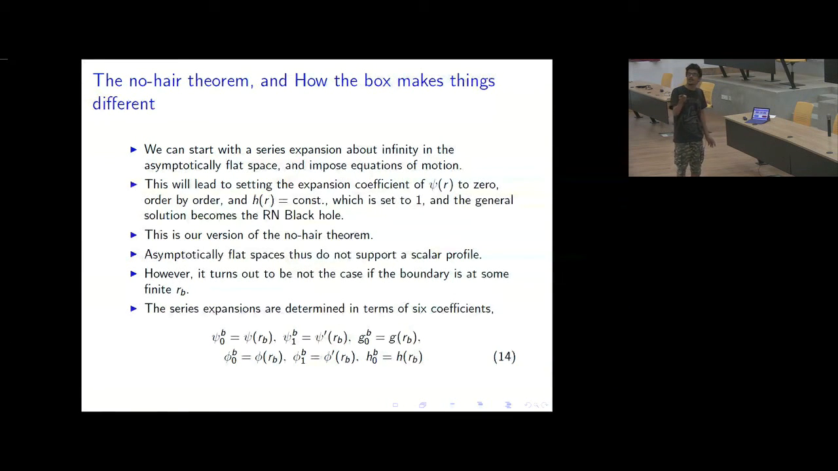And now it turns out to be not the case if you look at some finite r_B. If you're expanding around a finite r_B, then the entire set of solutions in the series expansion can be characterized by 6 free parameters. Actually, this way of looking at it is independent of the information that goes in at r equals 0 or r equals r_h. This is in general true. So in asymptotically flat spaces, no scalar profiles are supported. But if you're looking at the boundary at some finite r_B, then you can determine the entire series expansion as a function of the 6 coefficients, which you can read off from the fully backreacted solution.